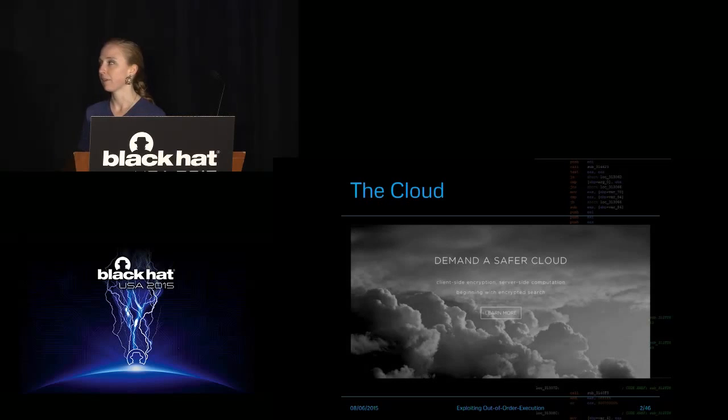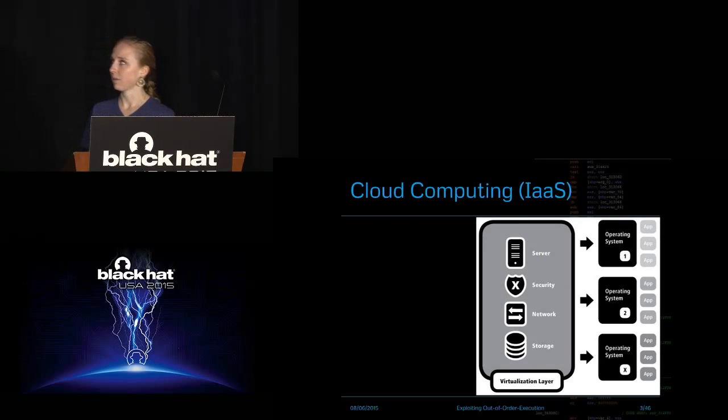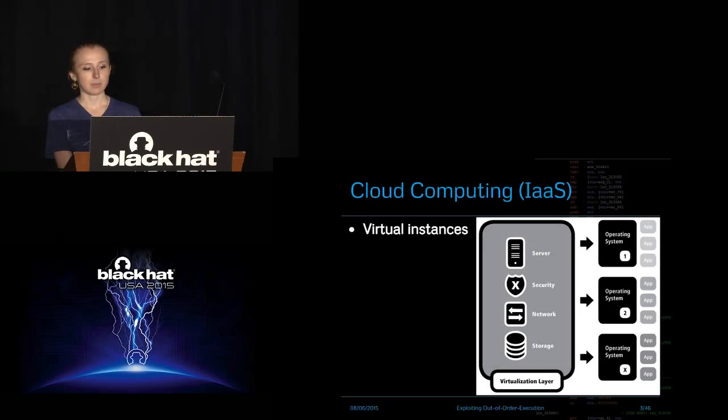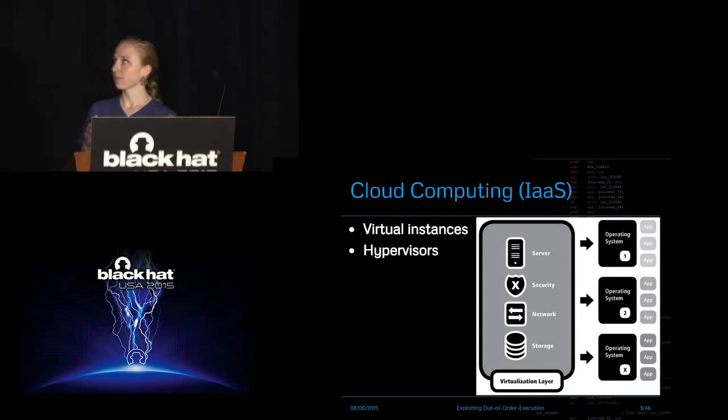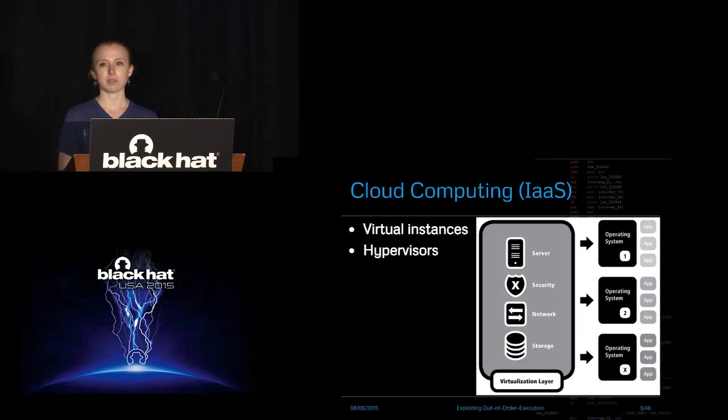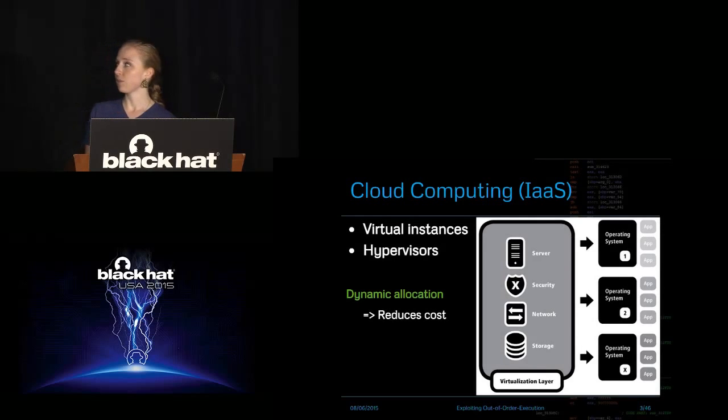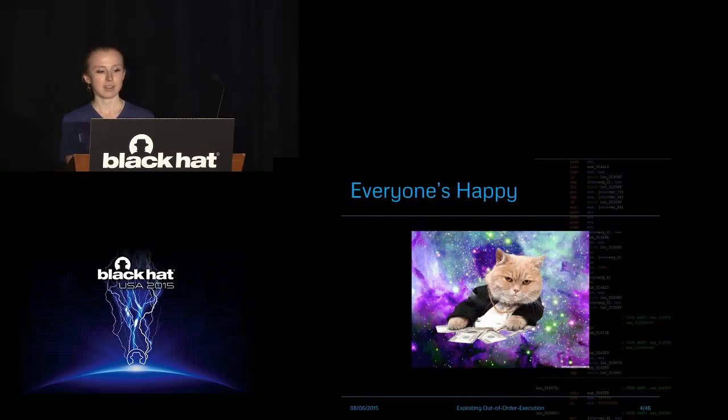So it all begins in the cloud, and everyone here probably knows what the cloud is and how it works, but you can kind of see in this diagram the basic concepts. You have virtual instances all resting on top of shared hardware. And that shared hardware is allocated to the virtual instances by the hypervisor. So the resources are allocated by the hypervisor, and go up to be given to the operating systems. And this is the dynamic allocation, which causes everyone to save money, which is why the cloud's great and everyone's happy.